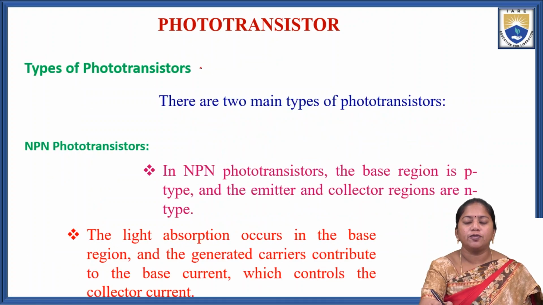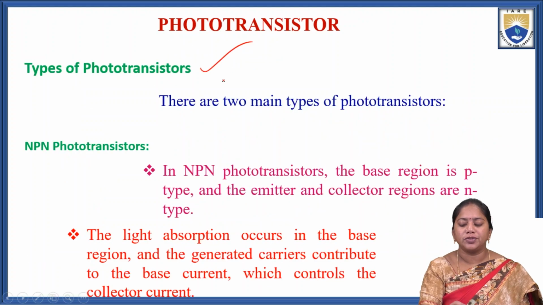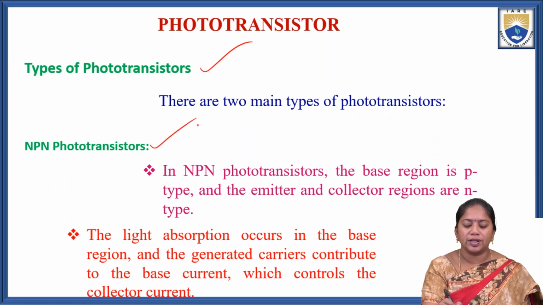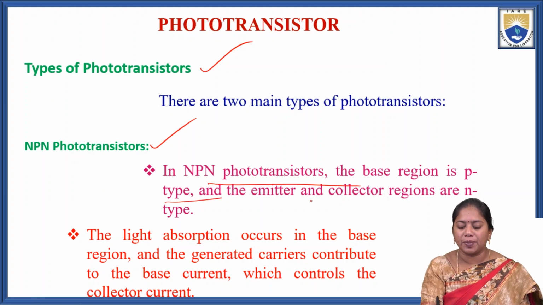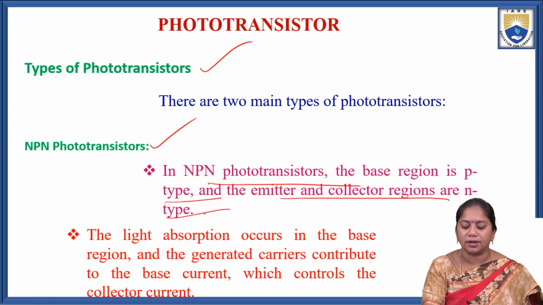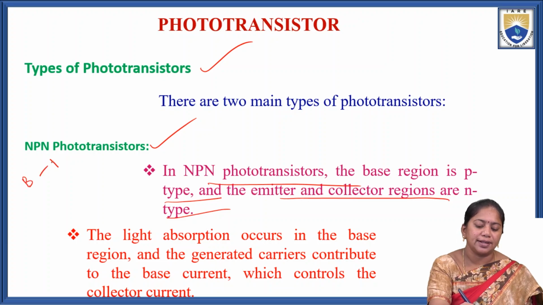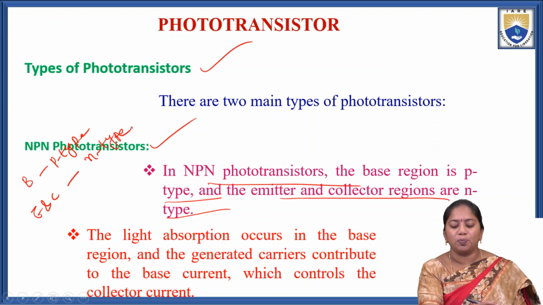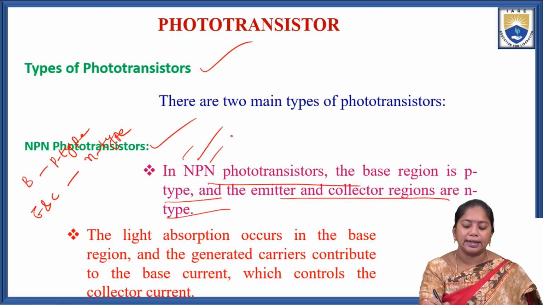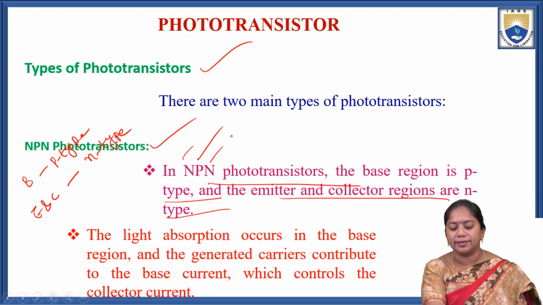Types of phototransistors. There are two main types of phototransistors. The first one is the NPN phototransistor. In the NPN phototransistor, the base region is P-type and the emitter and collector regions are N-type. So P is the base region, and N and N are the emitter and collector regions, prepared with the N-type material.